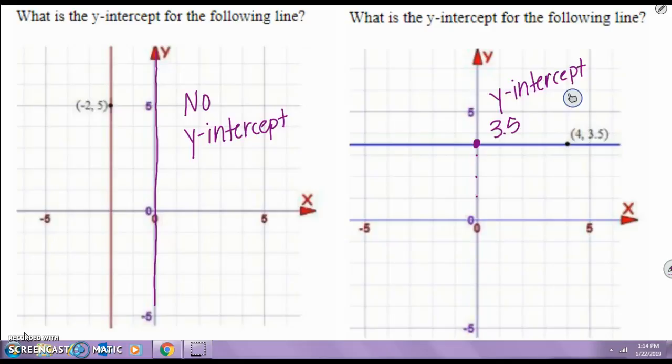When you have a vertical line on a graph, there is no y-intercept. When you have a horizontal line on a graph, the y-intercept is where the line crosses the y-axis.